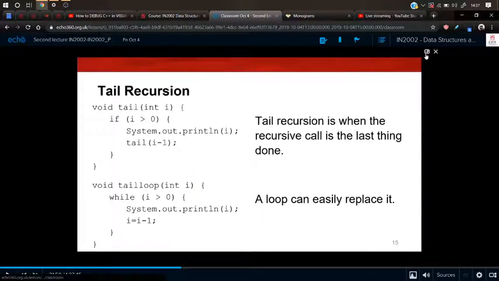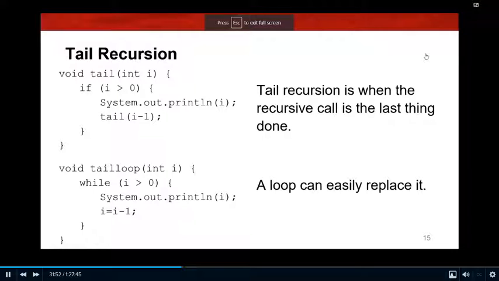I think it's Java. Function in order to understand its time and space complexity. Now the definition of tail recursion. A function is tail recursive when the last thing it does is to call itself. Okay, so the last thing it does is call itself.